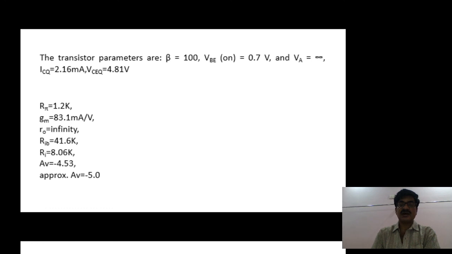Input impedance RIB is 41.6k. Ri is 8.06k, AV is minus 4.53, and capital R naught is equal to RC. The values are already in the amplifier diagram: you can take the R1 value, R2 value, RC value like that. Like that you can solve the problem with reference to the CE amplifier including the emitter resistor.